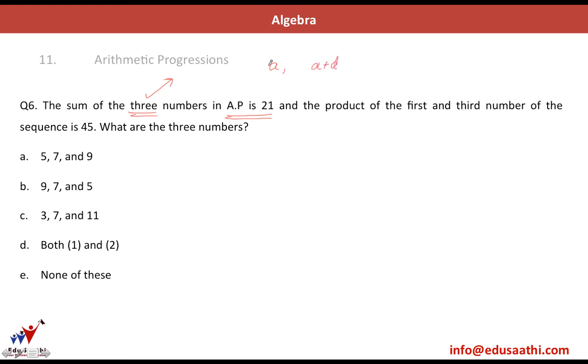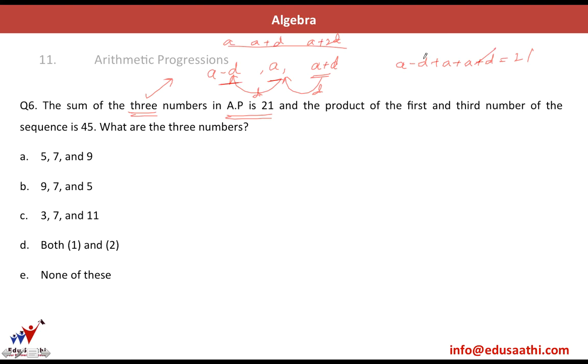A plus D, and A minus D. Instead of taking A plus D and A plus 2D, you can take the numbers as A plus D and A minus D. This is still maintaining the same thing. What is the difference between these two numbers? D. Now what is given to you?